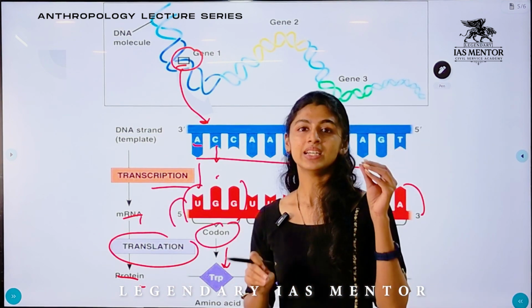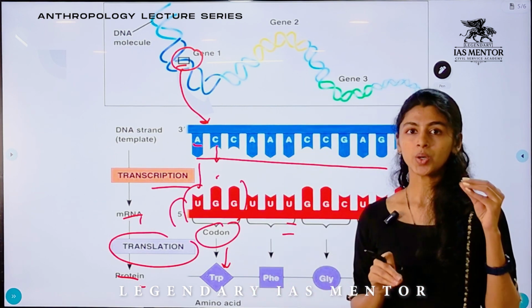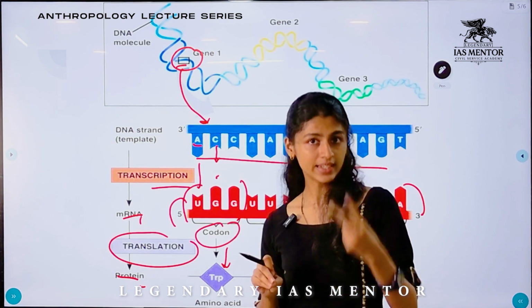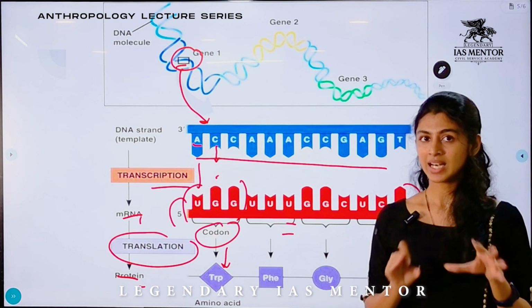This process is highly regulated at our cellular level. This is because we should ensure our cells produce the right amount of protein at the right time, and the right protein is produced. That is why this entire process is regulated.